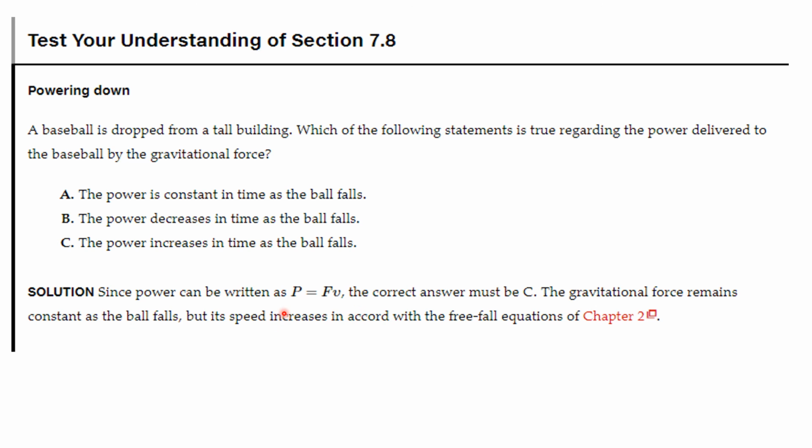Since power can be written as power equals F times V, the correct answer must be C, because certainly the velocity increases as it goes down. The gravitational force remains constant, but the speed increases with the free fall equation. And so if it increases, it can't be constant or decrease.